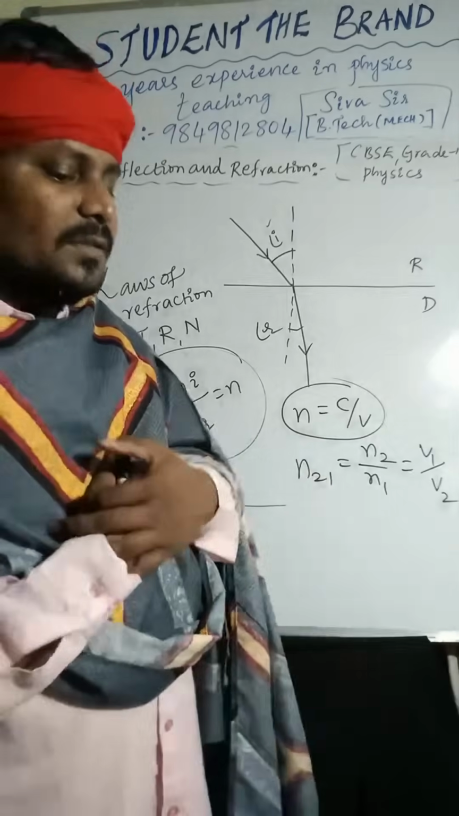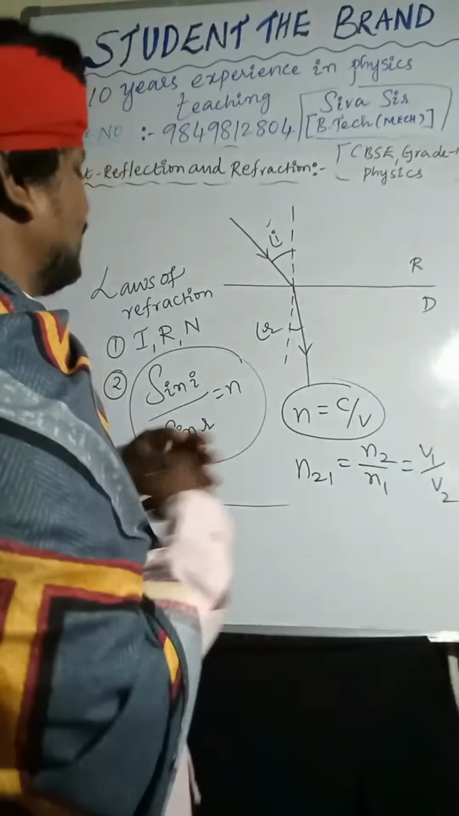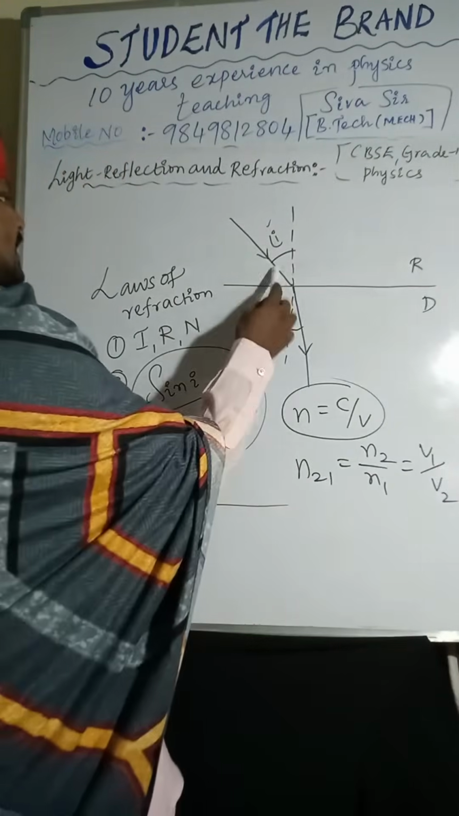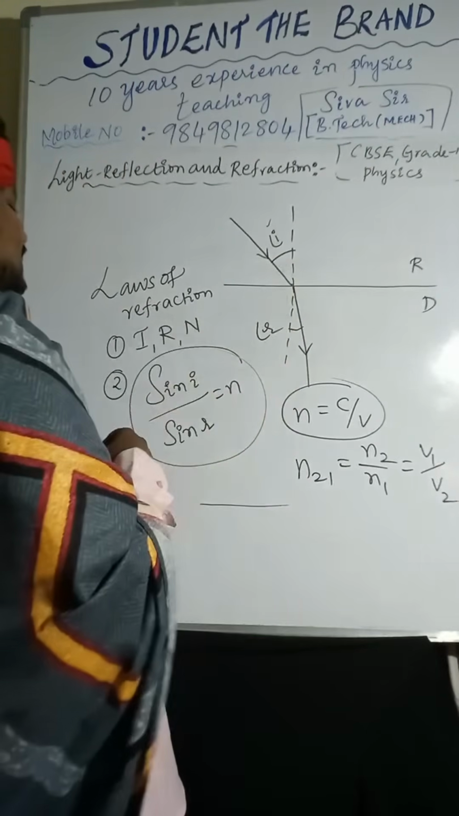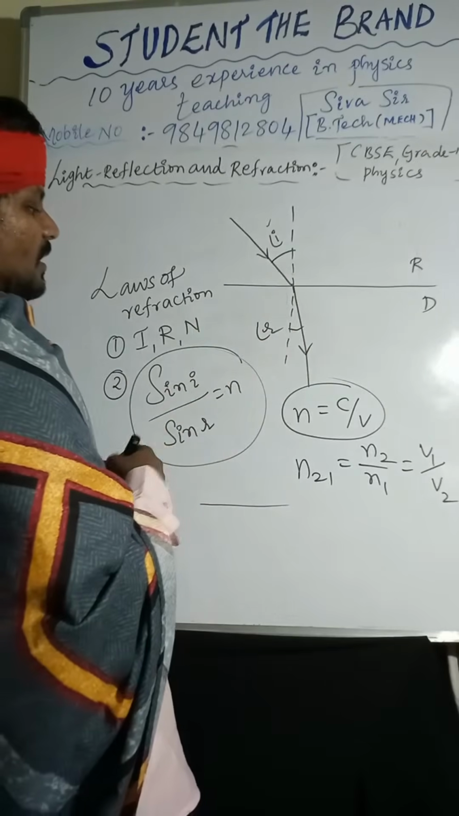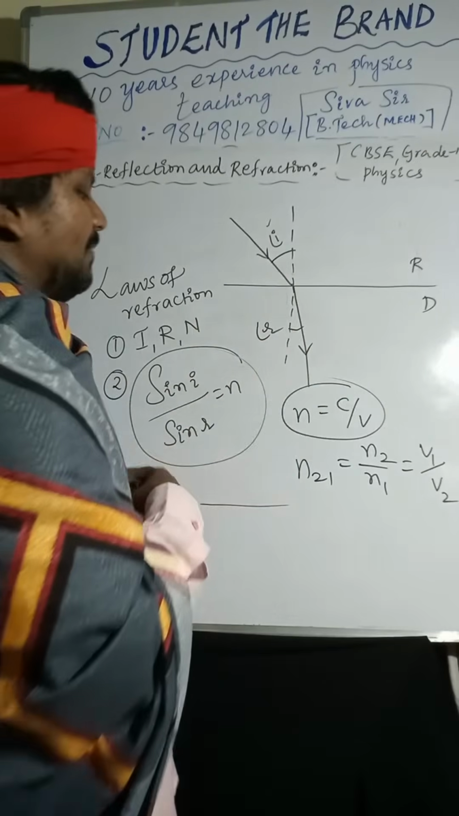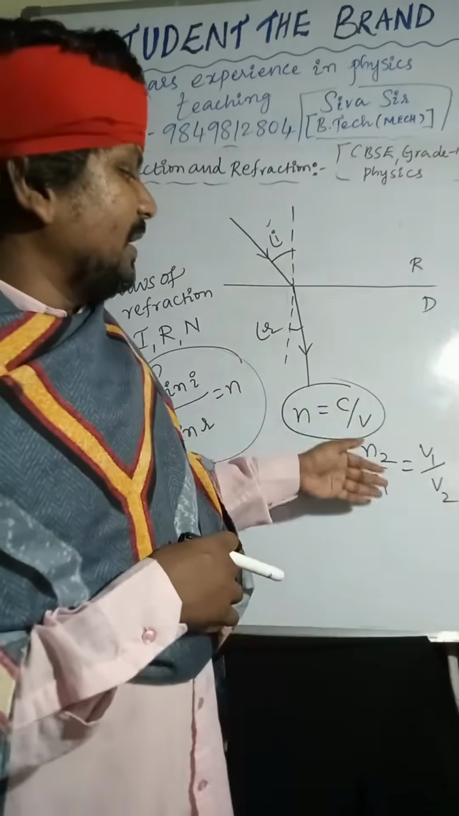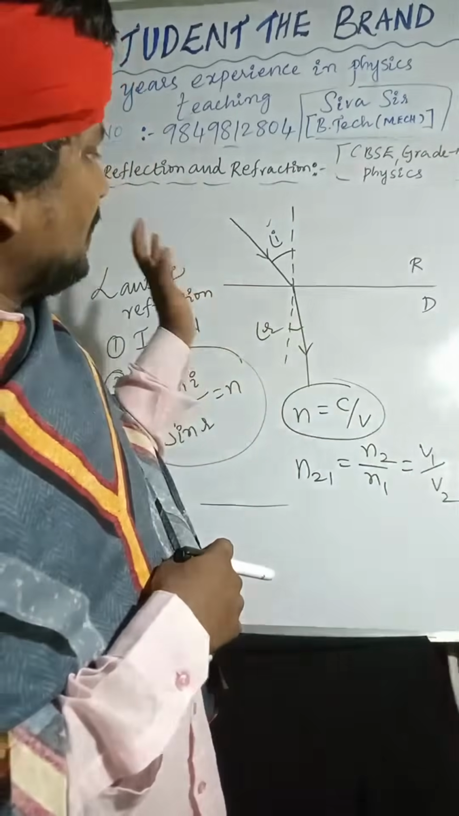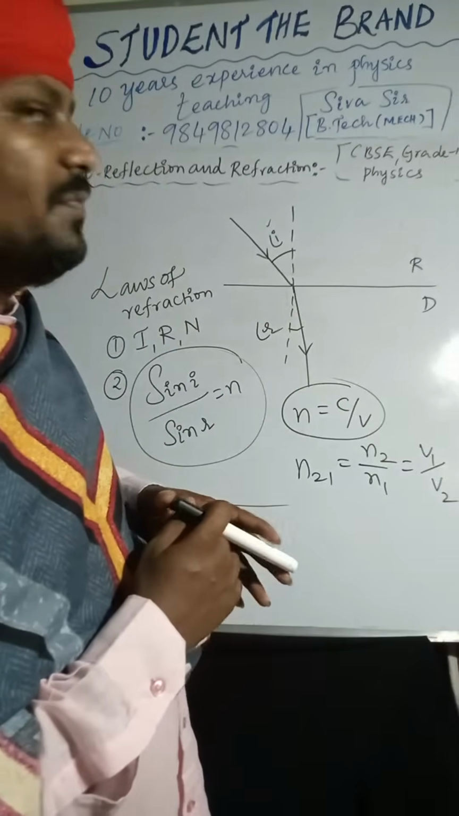Okay, so this is enough. Next one, we are going to one more. This is about laws of refraction. Incident ray, refracted ray, and normal lie in the same plane. Sine of angle of incidence to sine of angle of refraction is equal to a constant. So n equals C by V. n21 equals n2 by n1, that is nothing but v1 by v2. So this is about refractive index, laws of refraction.